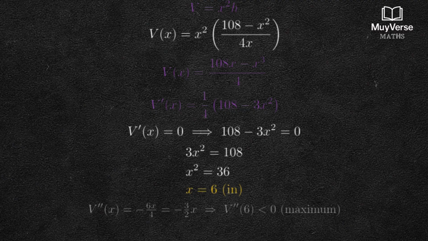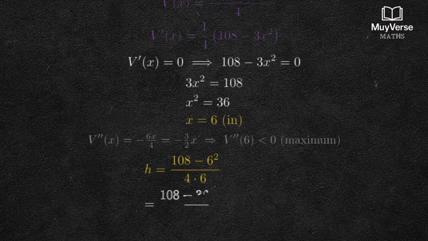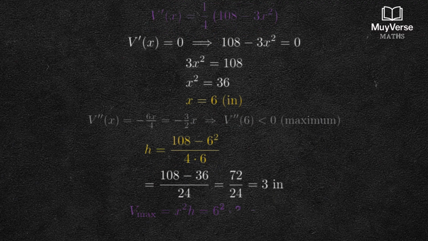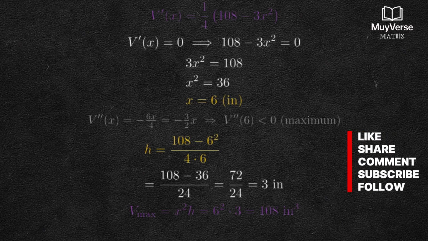Now find the height from the constraint. H equals (108 minus 6 squared) over (4 times 6), which is 72 over 24. So h equals 3 inches. The maximum volume is x squared h equals 6 squared times 3 equals 108 cubic inches.